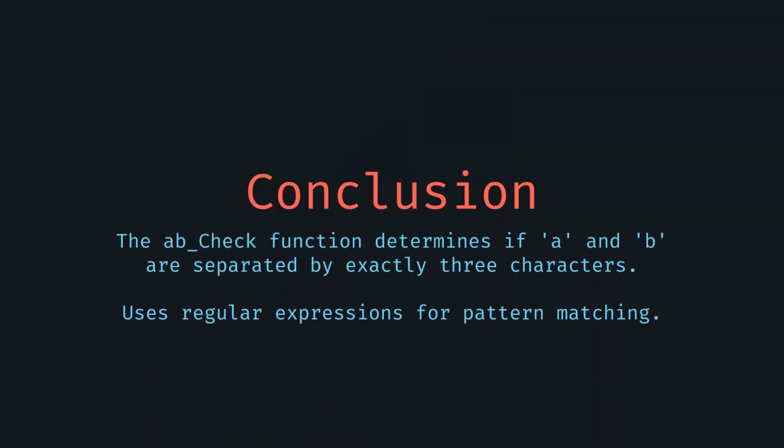To summarize, the abcheck function uses regular expressions to detect whether the characters A and B are separated by exactly three characters in any string. This approach is efficient and easy to understand, making it a great solution for similar pattern matching problems.